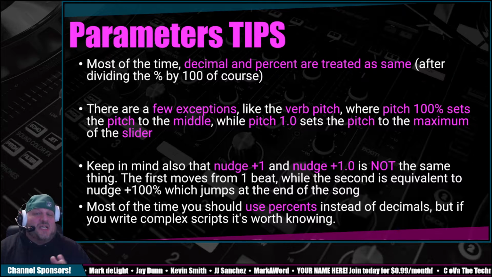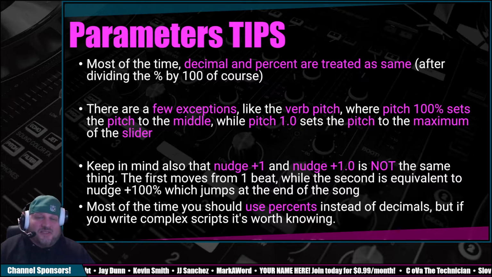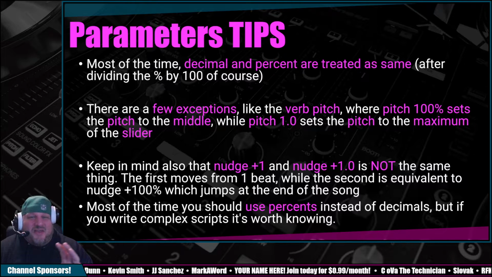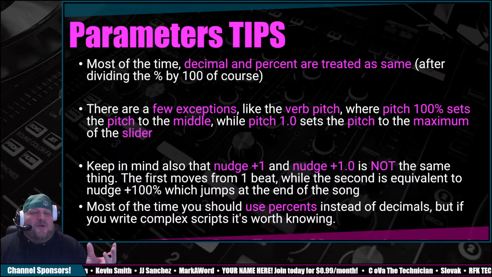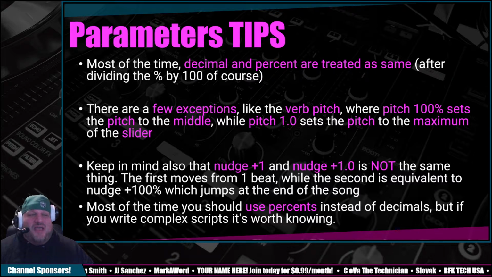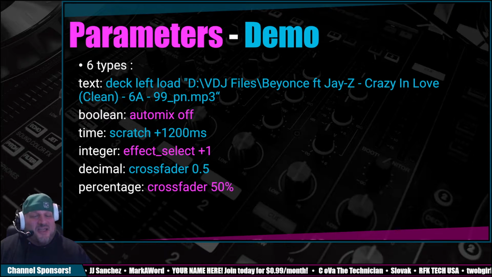So you could do decimal point or percent with that. But pitch 1.0 sets the pitch to the maximum of the slider. It'll send it to that 200% level. So it gets kind of tricky in the weeds, but the best part about this is you could just trial and error the crap out of this until you get where you want to be with it. So I hope that's at least fun for you.